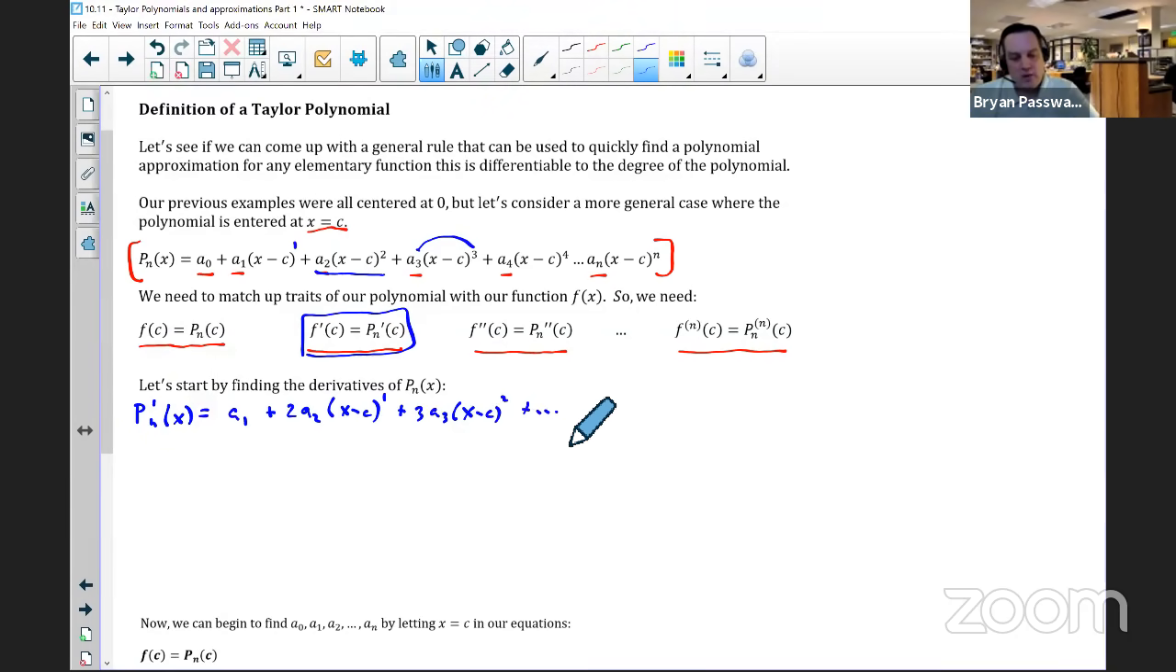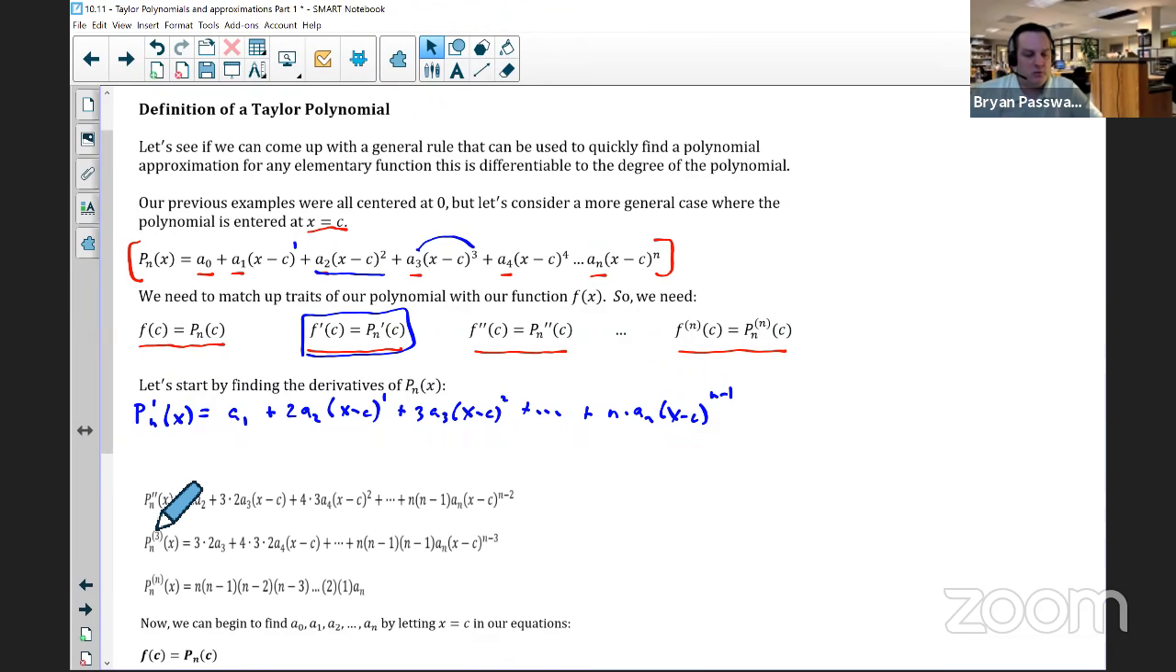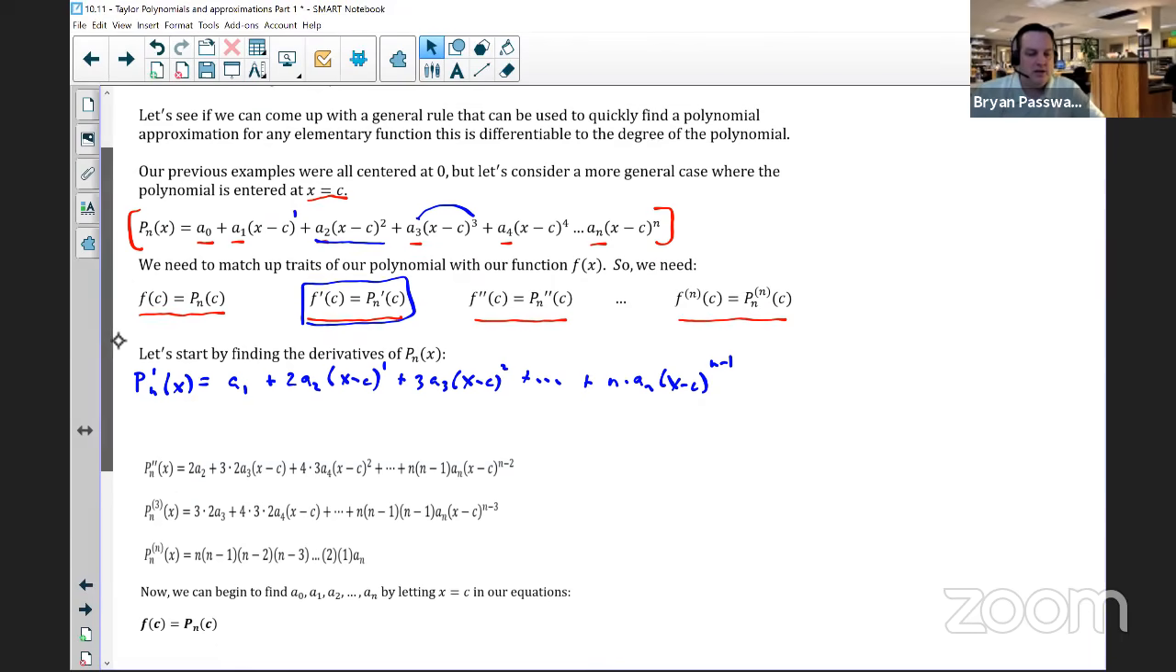And we could keep going, right, all the way until we got to the last term, and it would be n times a sub n times x minus c to the n minus 1 power, right? That's our first derivative. Now, we would keep doing that. We keep taking derivatives because I need to pair up every single one of those. Well, we're not going to have time to do all that right now. So here's sort of what it's going to look like, and I hope that you can trust me.